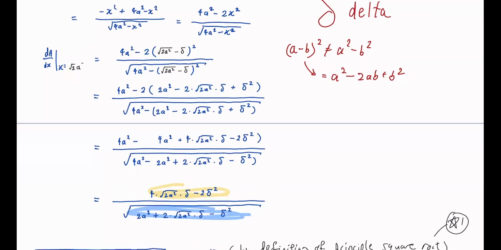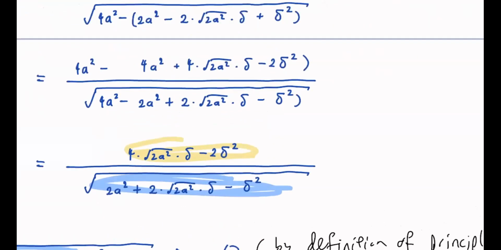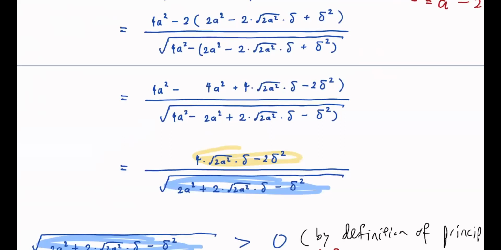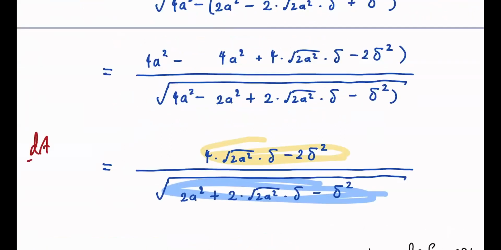Then I have a problem. Let's examine this. Wow, how do I know whether this is positive or negative? This is dA by dx, sub in the x with the root 2a minus. How do I know it has to be positive? But how do I know it's more than 0?